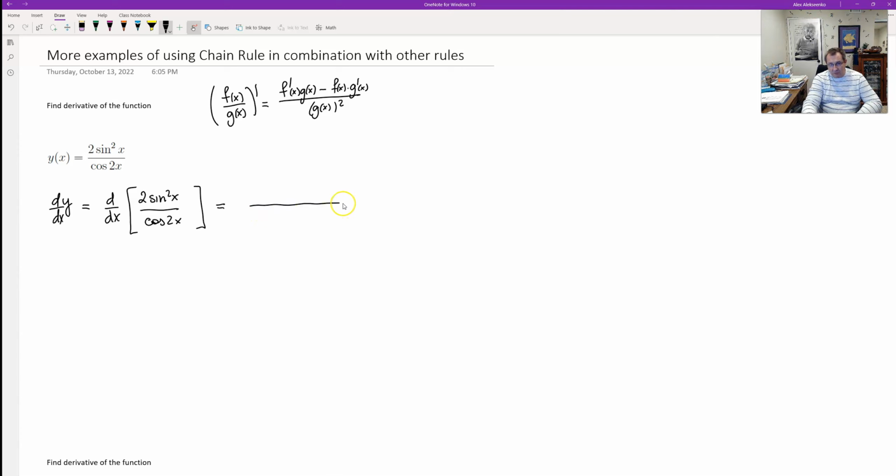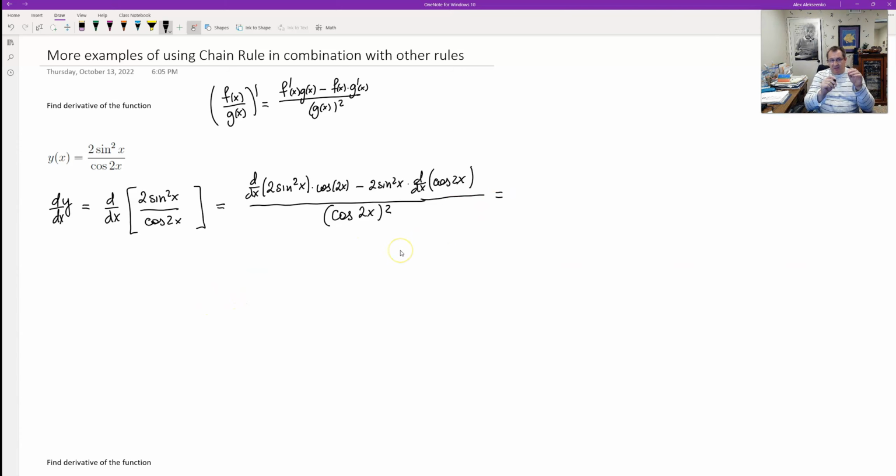And according to the quotient rule, we will have d by dx of 2 sine squared x multiplied by cosine of 2x minus 2 sine squared x multiplied by the derivative of cosine of 2x, and divided. Okay, let me put parenthesis here so that we see what derivative is applied to. And in the denominator, we will have cosine of 2x, everything squared.